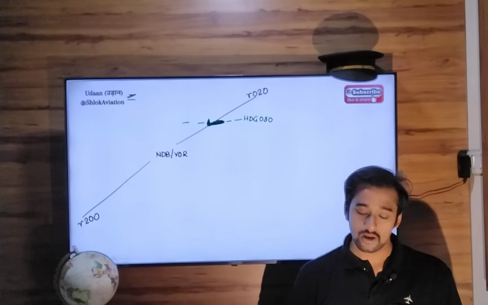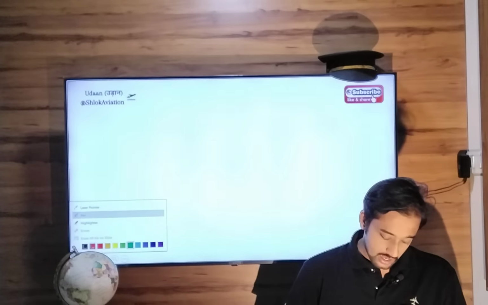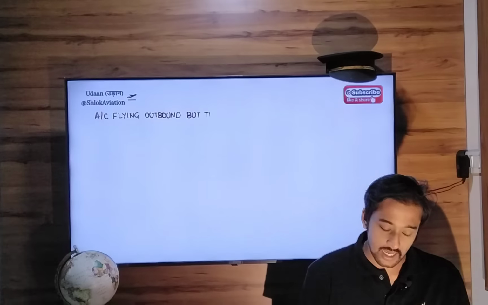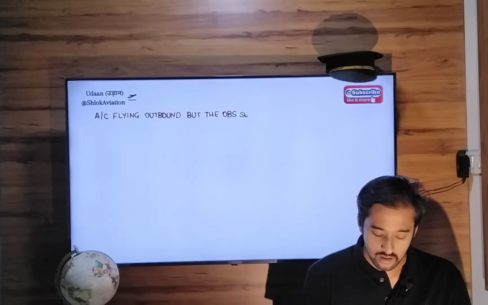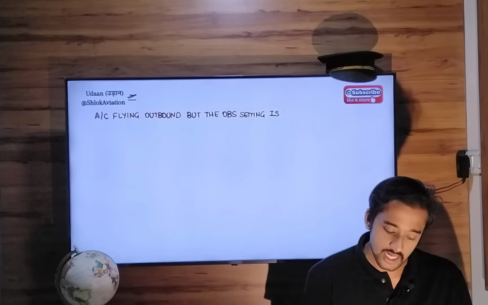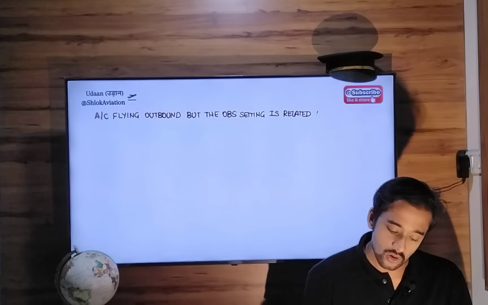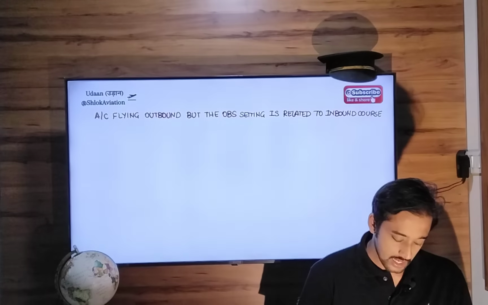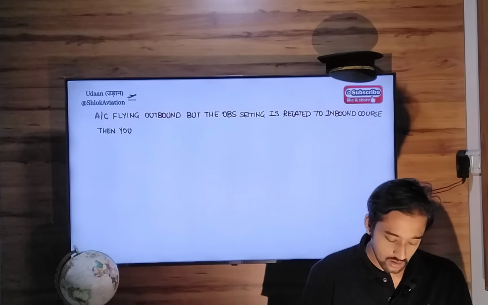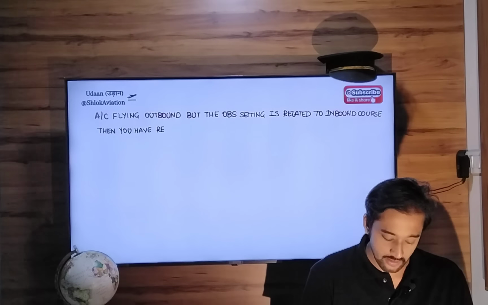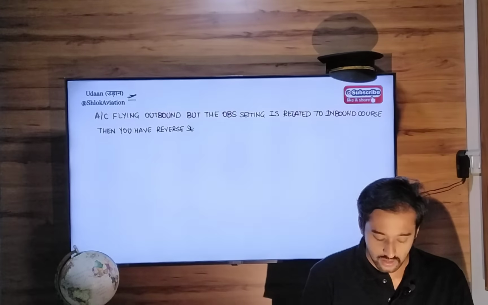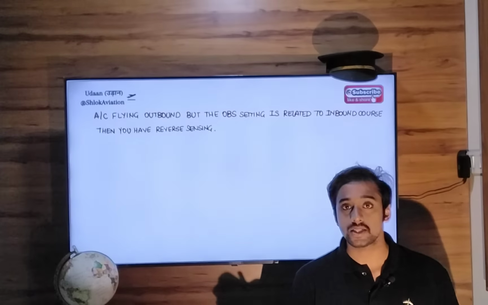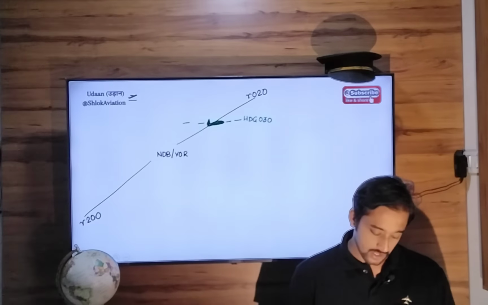the station. And therefore, if the aircraft is flying outbound, but the OBS setting is related to the inbound course, then you have reverse sensing. So that means this is an example of reverse sensing.